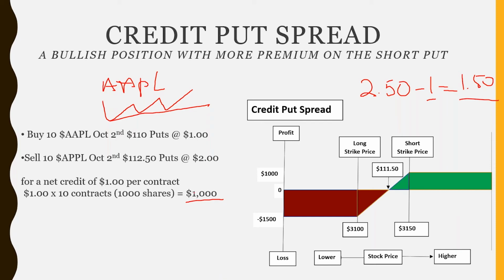So we take the sale price minus the premium that we collected. This is our break even here, 111.50. So all we need is that Apple stays above this price, $111.50, then we make profit, and we start losing money as it goes below our break-even price. Okay, with a max loss of $1.50.